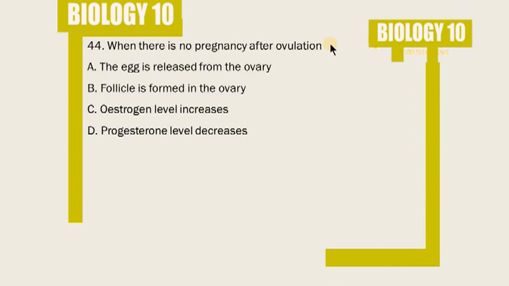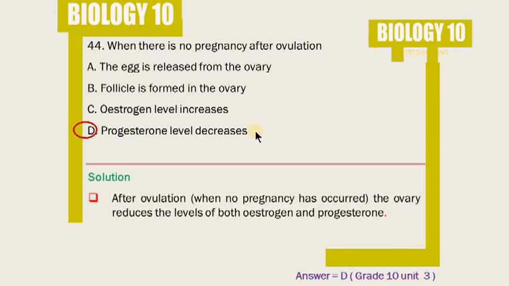Question 44. When there is no pregnancy after ovulation, what happens? A. The egg is released from the ovary. B. The follicle is formed in the ovary. C. Estrogen levels increase. Or D. Progesterone levels decrease. The answer is D. Progesterone levels decrease. After ovulation, when there is no pregnancy, the ovary reduces the levels of both estrogen and progesterone.